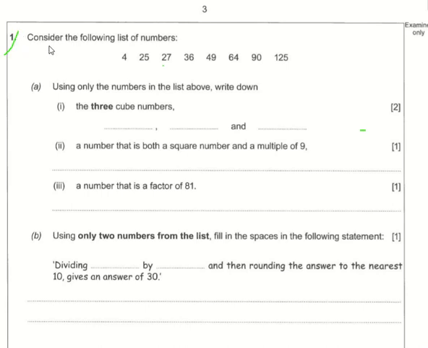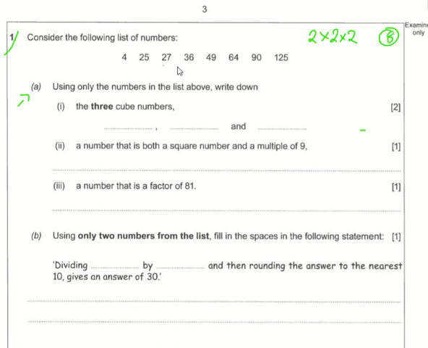Question 1. Consider the following list of numbers, 4 to 125. 1a. Using only the numbers in the list above, write down 3 cube numbers. A cube number is a number that's multiplied by itself 3 times and gives you an answer which is the cube. So for example, if we take the number 2, 2 times 2 times 2 is, 2 2s are 4, 2 4s are 8, so 8 is the cube number.